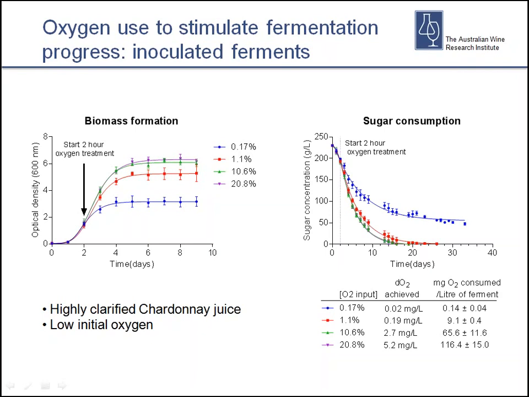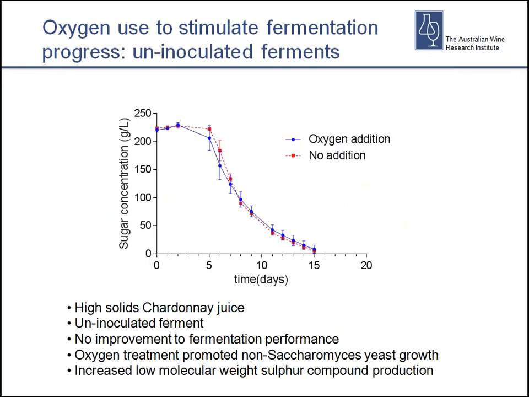In this case, we observed, as with nitrogen, that increasing oxygen input resulted in decreasing fermentation times, but beyond about 2.7 mg per litre dissolved oxygen during fermentation, there was no improvement in fermentation performance. Is this the case with all ferments? Is it limited only to highly clarified musts?